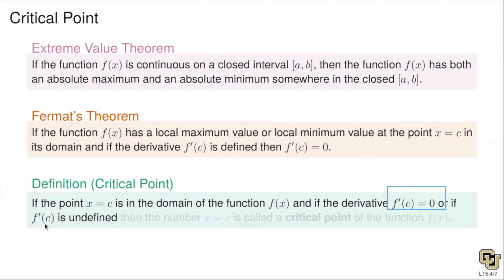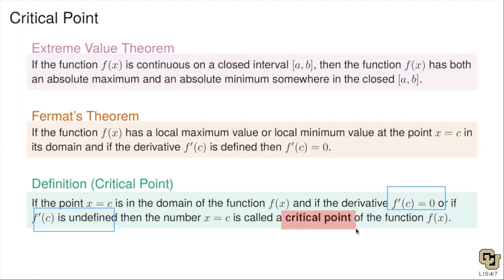Okay, so we give a number that makes either the derivative 0 or undefined a special name. We call any number in the domain of the function that makes either the derivative 0 or undefined a critical point. And critical points are where we suspect extrema happen. So I say suspect. Once we find critical points, we then need to classify them. We then need to check, is there actually an extrema happening?